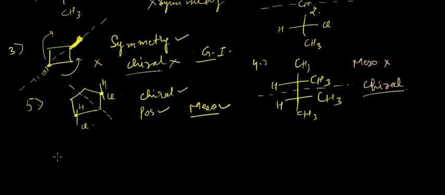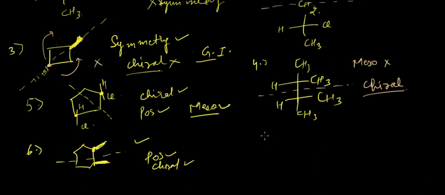Okay, let's look at some more examples. So is this a chiral compound, meso compound? Yes, this is a meso compound. Why? There is a plane of symmetry. And is there any chiral center here? Yes, this is the chiral center, this is the chiral center, so chiral center is also there. Let's look at this example.